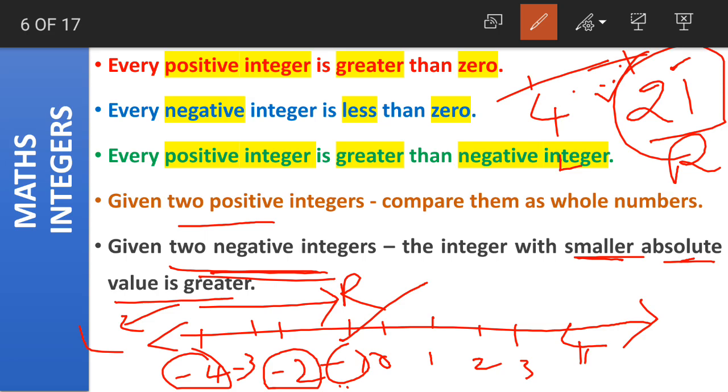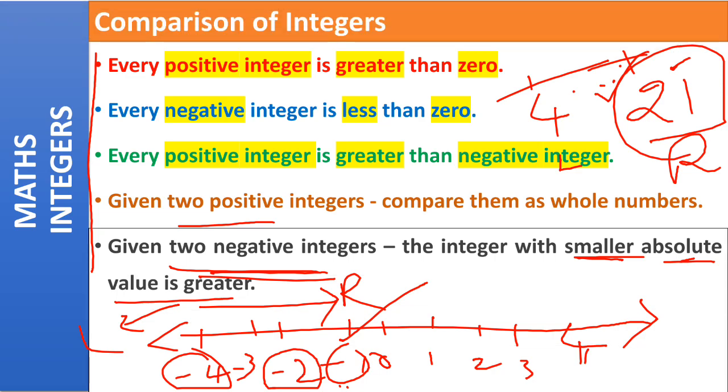In short, even if you do not remember all these points, just remember the rule that a number on the right side is greater than a number on the left side. A number on the left side is lesser than the number on the right side when looked at from a number line point of view. Okay, this is all you need to know about comparing integers.